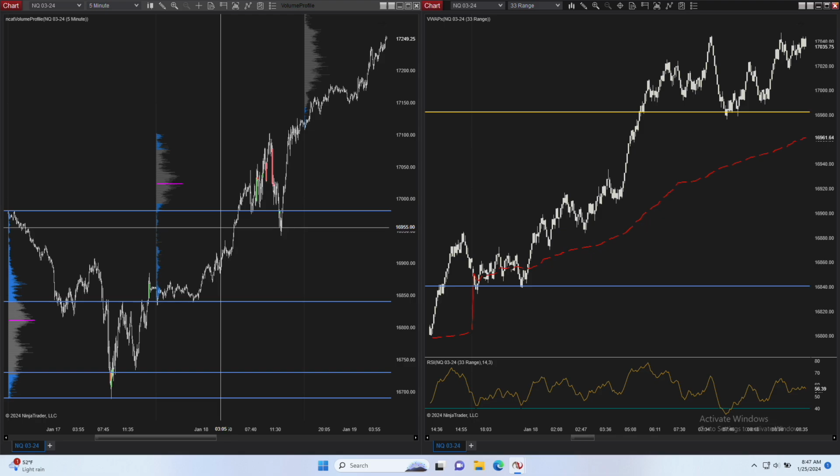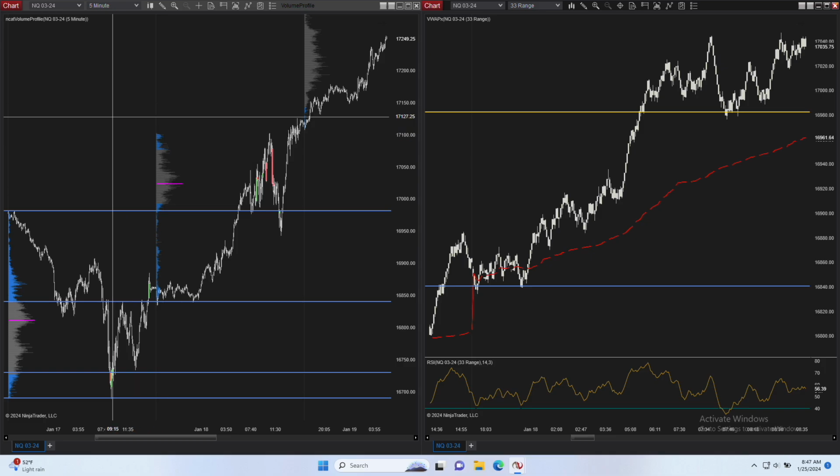Hope you learned something. The market volume profile is a wonderful tool for trade locations. Thank you.